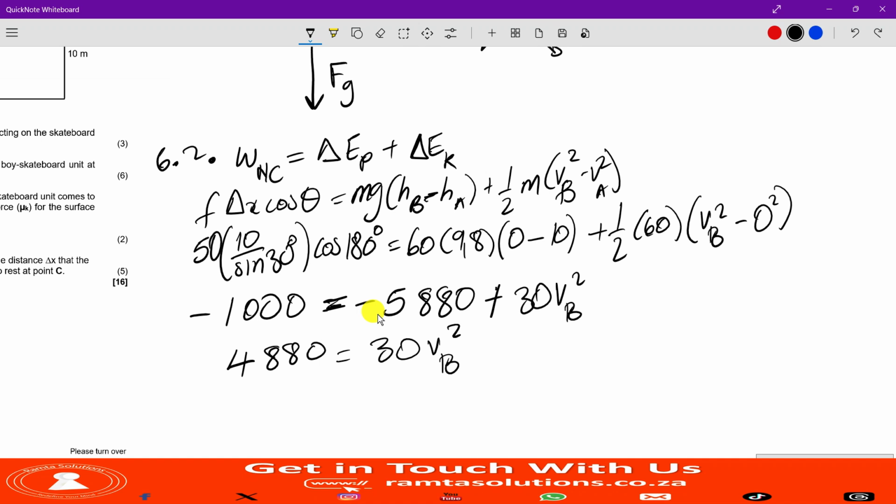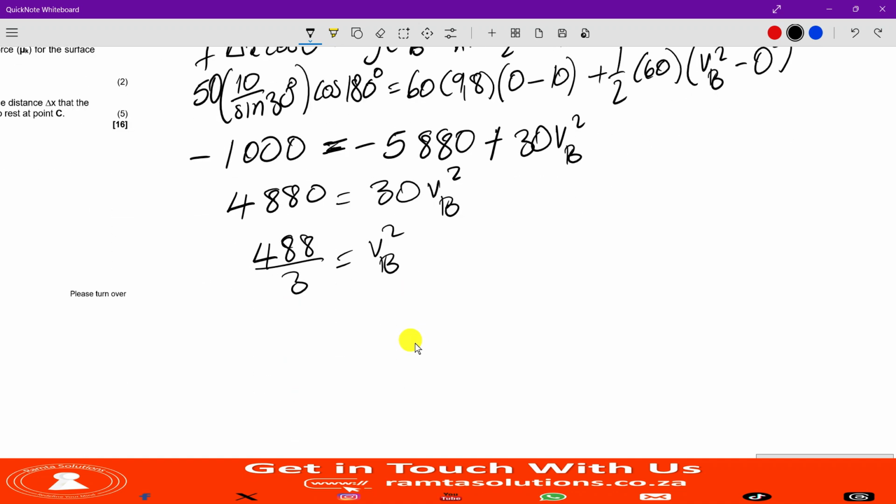But let's do it step by step for those that somehow make those mistakes. So let's see, when you divide 4880 by 30, what is the answer? I don't like working with decimals. This will be 488 over 3 equals v sub b squared.